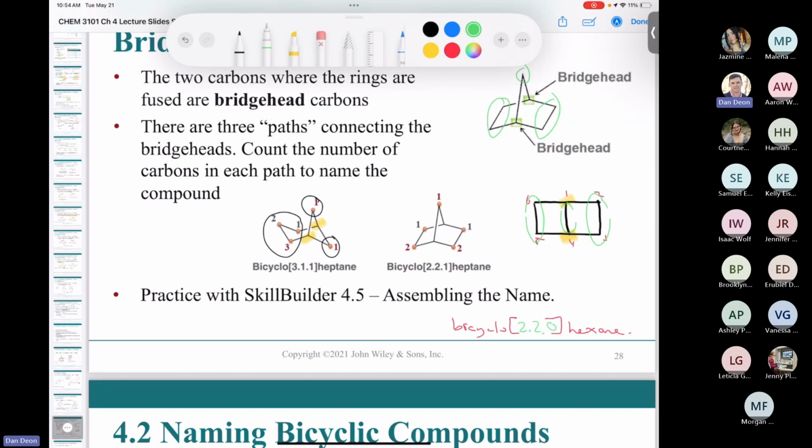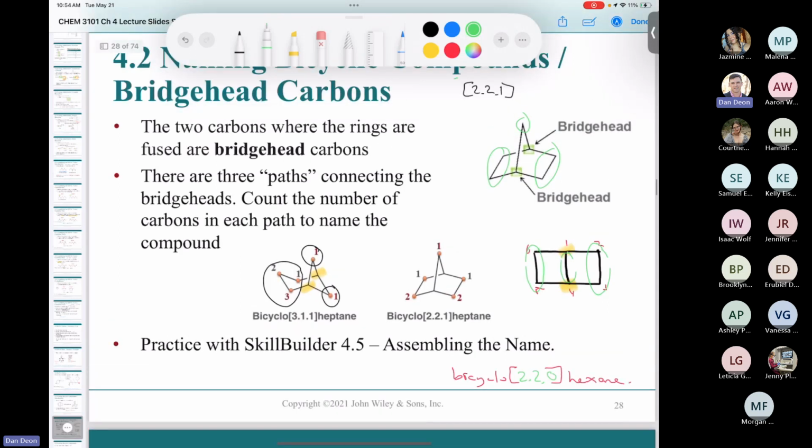Maybe it's because it doesn't have enough charge. Plug it in. There we go. All right. So hopefully that makes some sense.